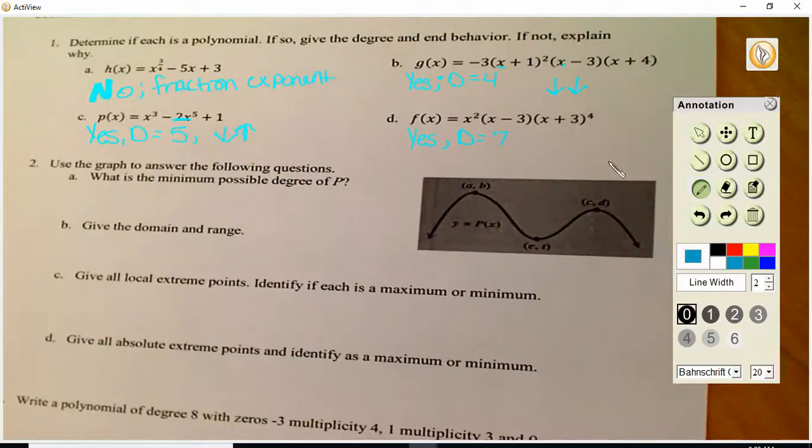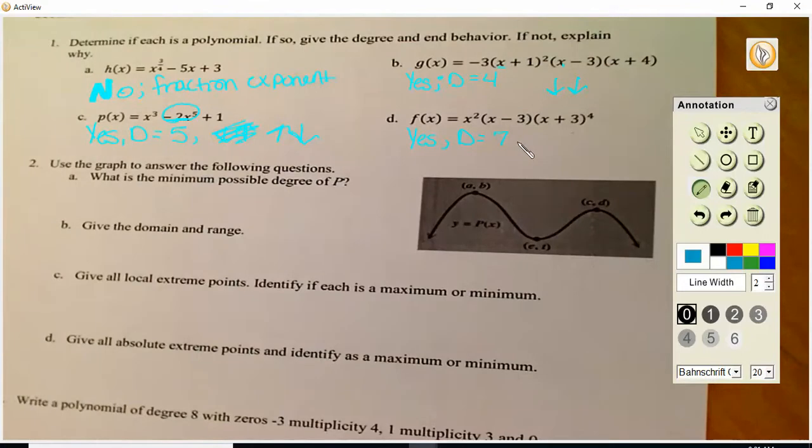Oh, hold on. Is end behavior right on C? Yeah, remember your highest power was in the middle. You can't just look at the beginning. Oh, no. It's up, down. See, I told you guys, I make mistakes too. And you guys didn't even question it.